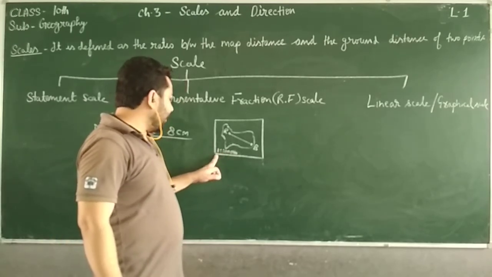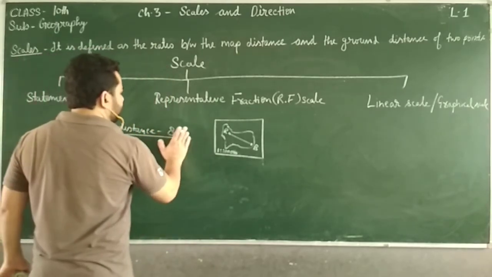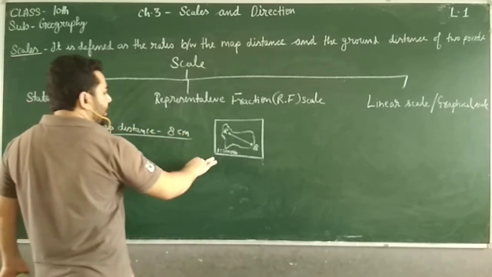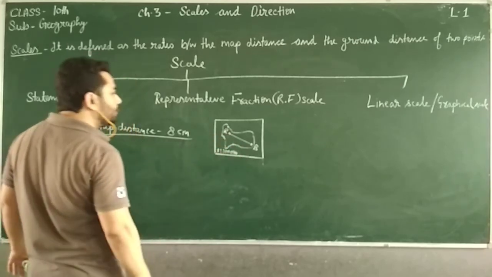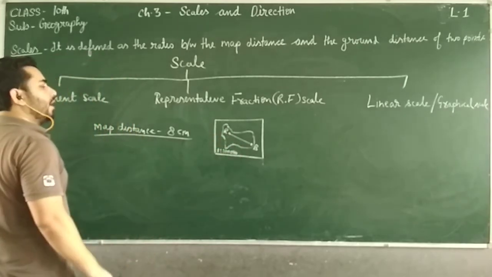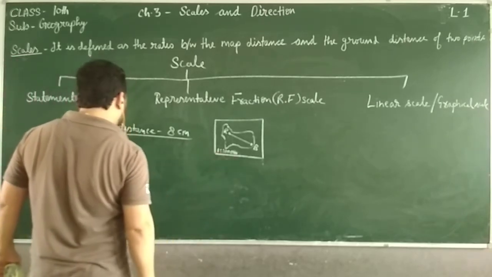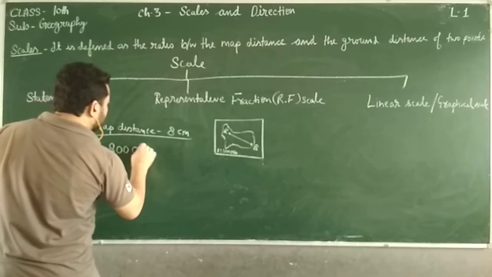If it is coming 8, then it means it will be 8 lakh. If it is coming 8, we are using centimeter. So now, when the distance between Rampur and Balia on paper is 8 centimeter, it means on ground it will be 8 into 1 lakh centimeter. How much? 8 lakh centimeters.